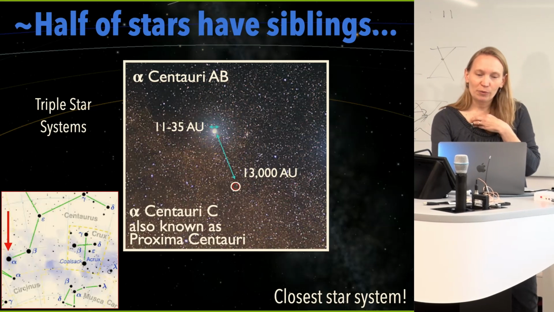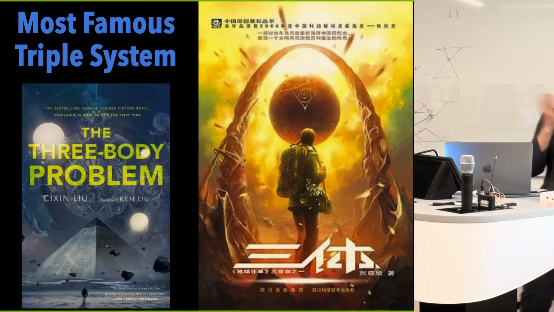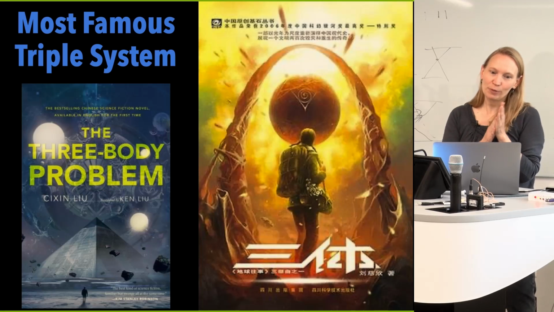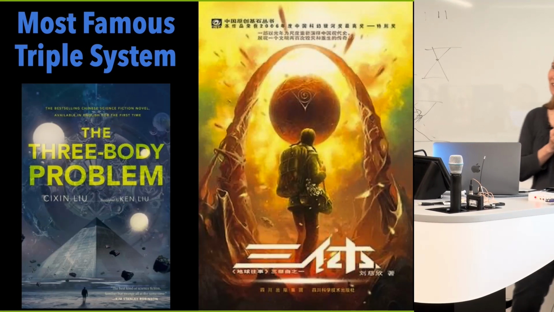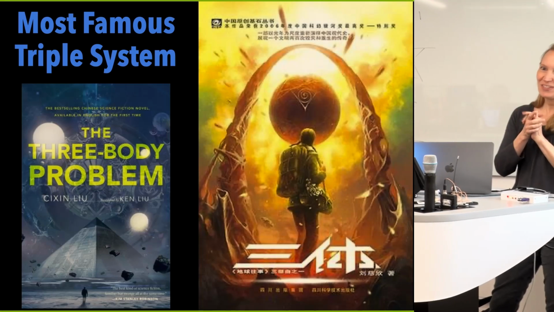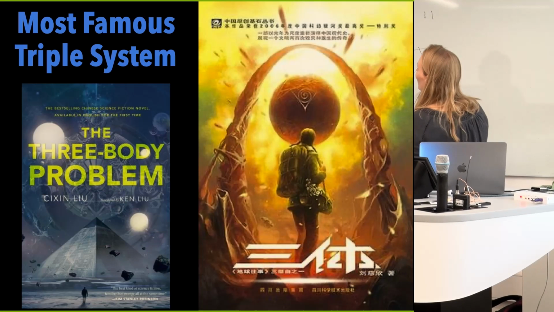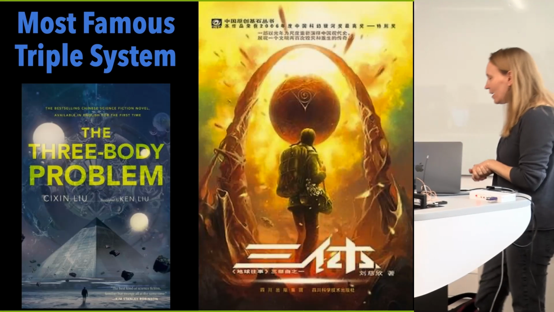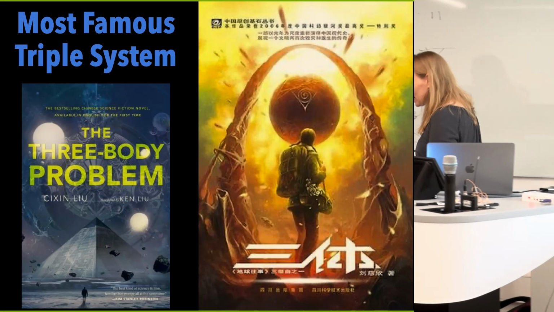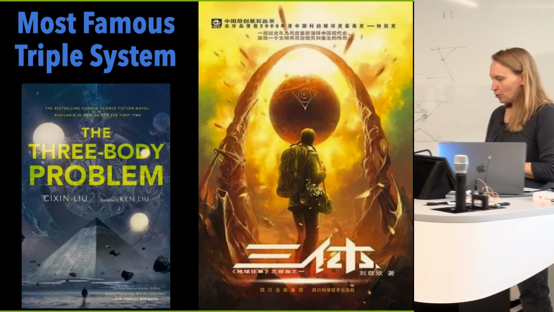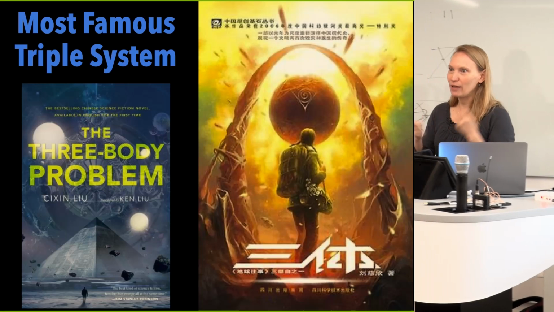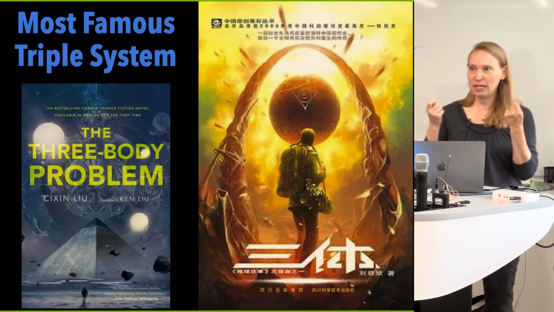So if any of you read sci-fi, you might know this other famous triple system from the three-body problem, Trisolaris. Has anybody read this book? Some of you, some sci-fi fans. Yeah, so in this book, it's about the rise and fall of civilizations, basically due to the chaos of the dynamical interactions of these three stars messing with the planet.